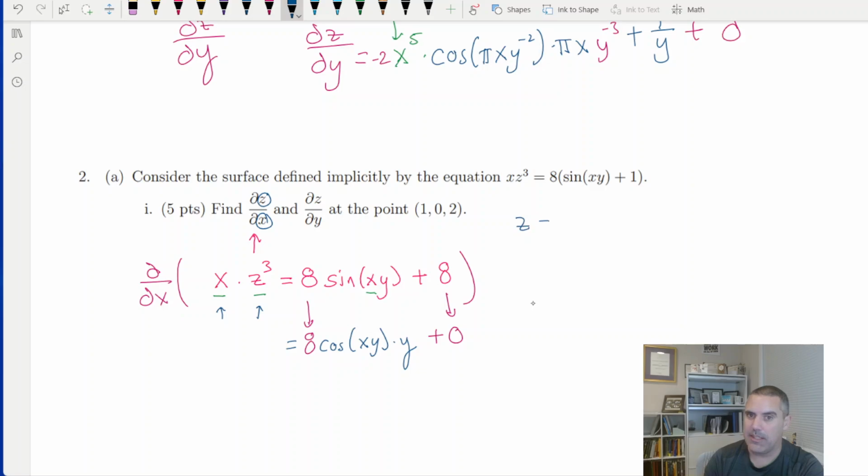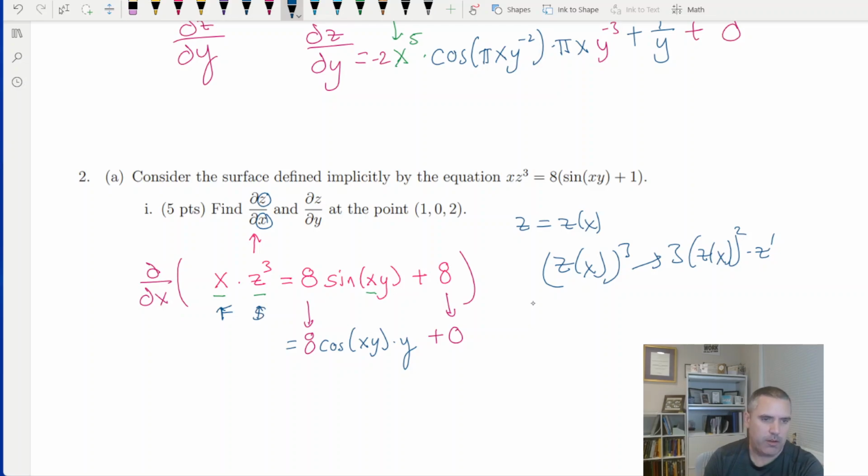We think of z as a function of x, and I could spend a lot more time talking about this, but we need to differentiate it. It's like it's trapped inside of a third power, and so the derivative is going to be 3z squared times the derivative of z. But rather than write it that way, we don't write the z of x because we don't need to.